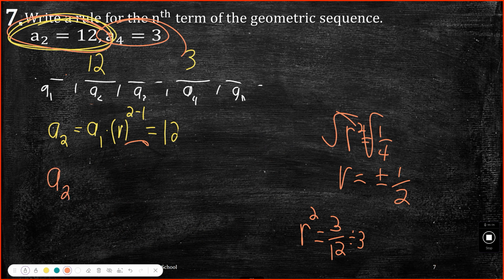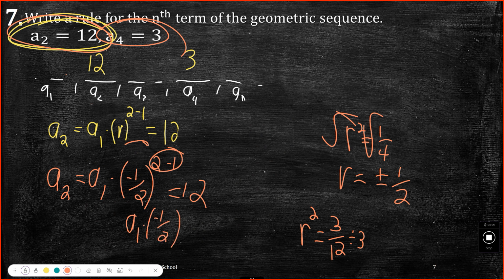A sub 2 equals, we don't know what A1 is. We're saying that R is negative 1/2. N minus 1. Well, I'm using N is 2, so I better use N is 2 here. 2 minus 1. What's 2 minus 1? 1. So I have A sub 1 times negative 1/2 equal to 12. How do I get A1 by itself? I can divide both sides by what? Divide top and bottom by negative 1/2?